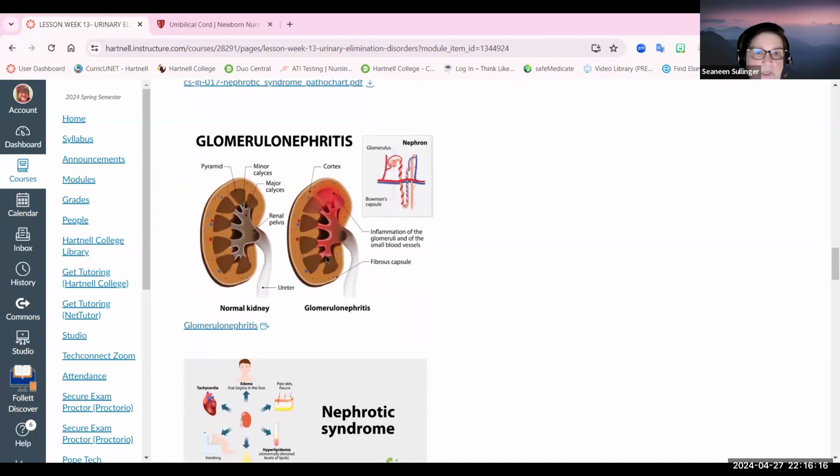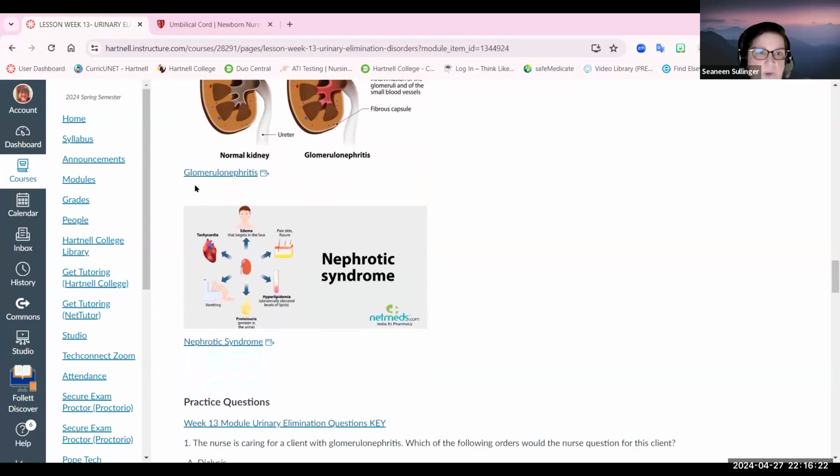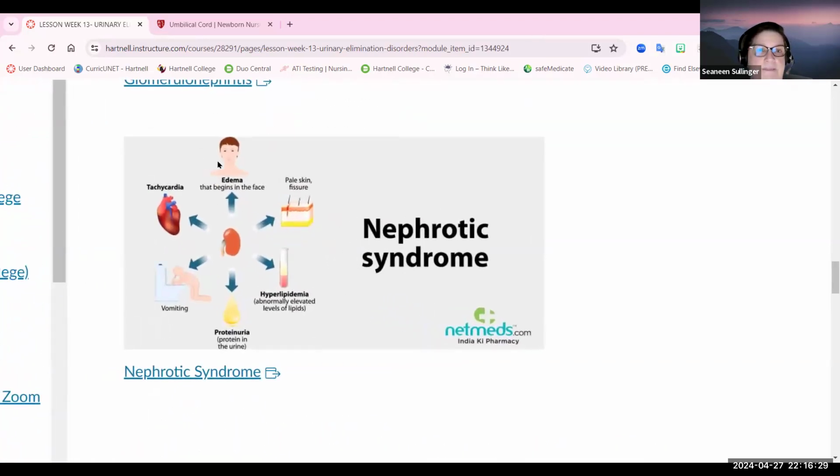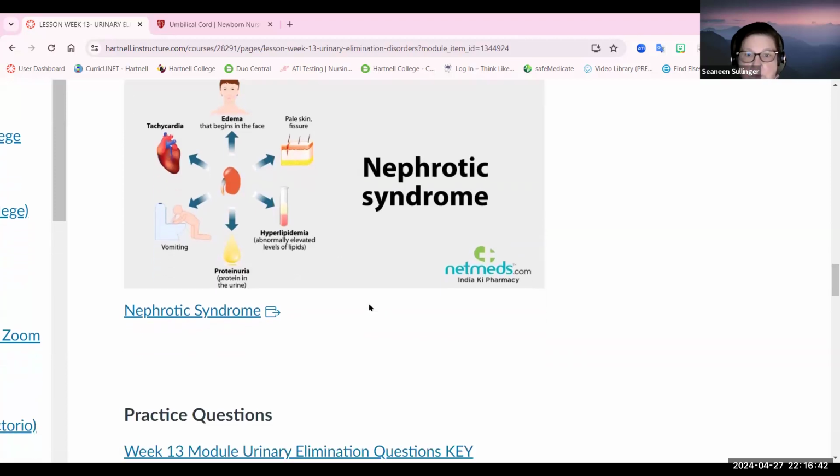There's showing you the medulla and the cortex of the kidney and the nephron. And then there's a couple articles here, pages that you can go to. Nephrotic syndrome. They're looking at the edema in the face and the protein in the urine, tachycardia, and hyperlipidemia is another sign you might see.